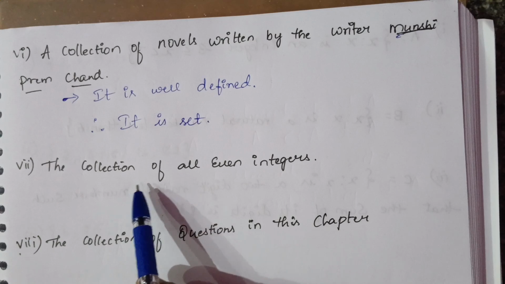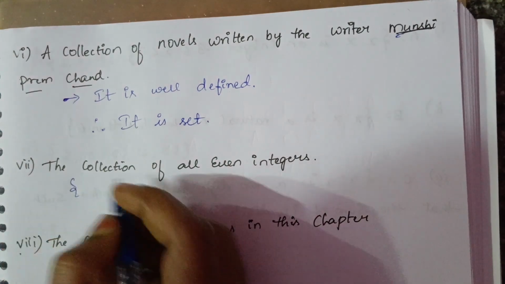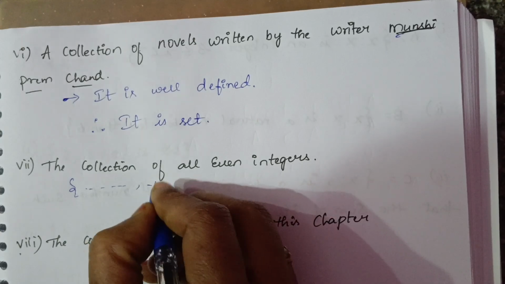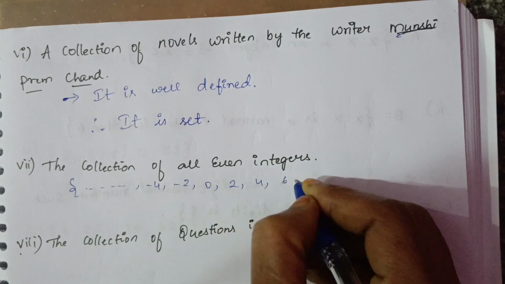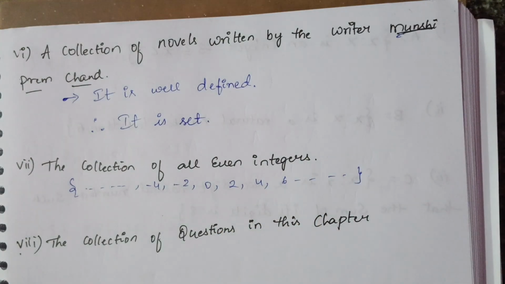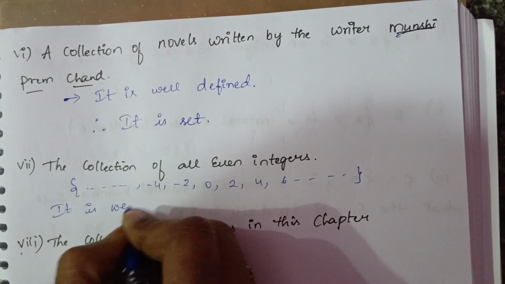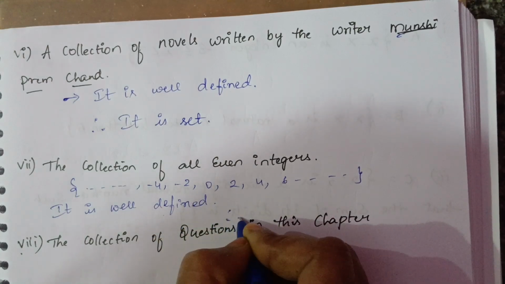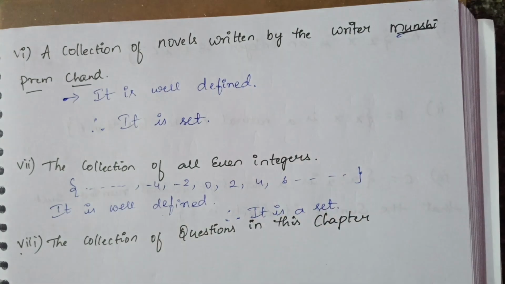Next, the collection of all even integers. All even integers means ..., -4, -2, 0, 2, 4, 6, 8 and so on. This is well defined. So therefore it is a set.